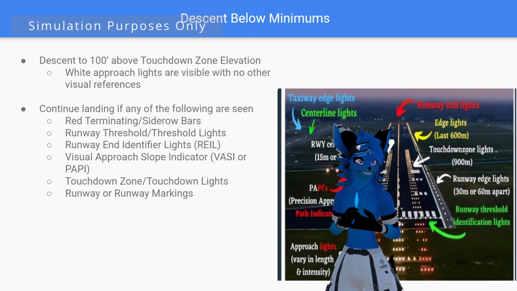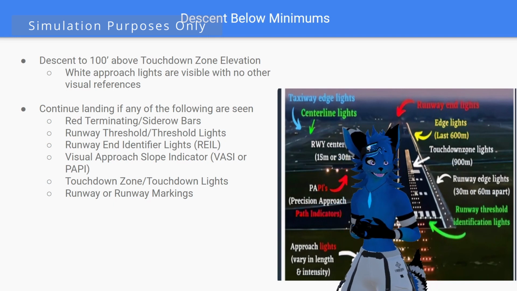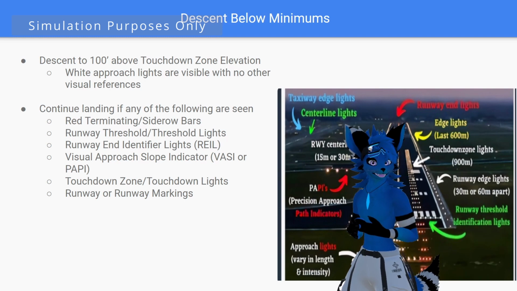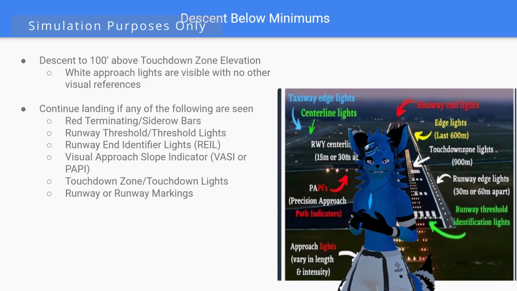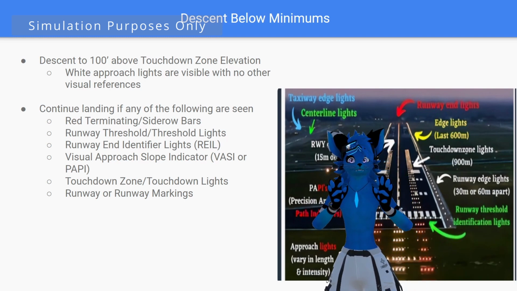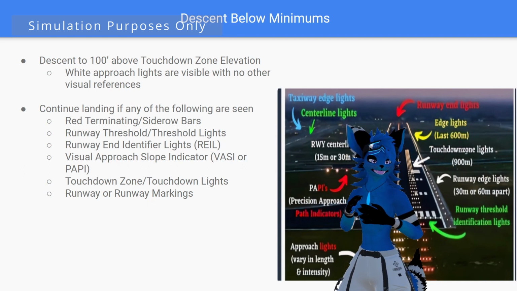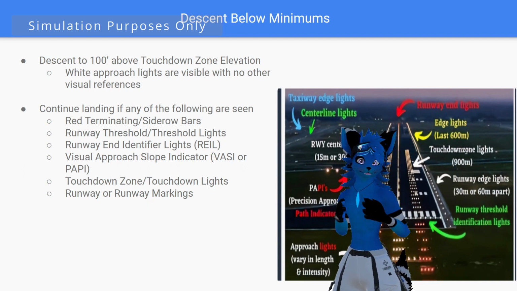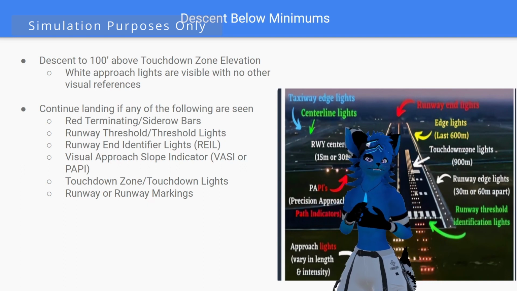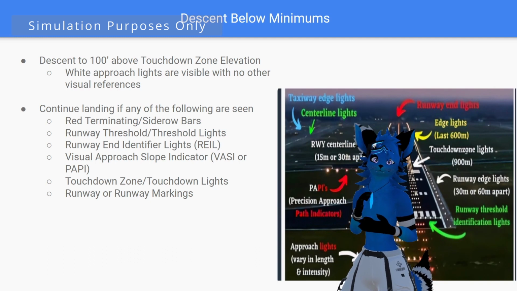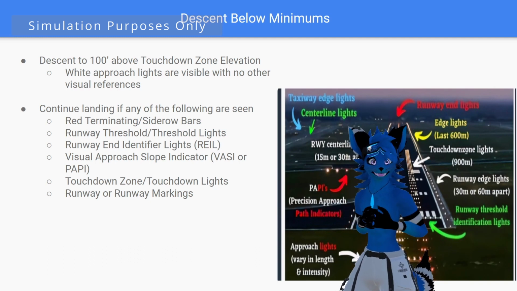So you have the red terminating or side row bars on the approach lighting system, the runway threshold lights, and the runway end identifier lights, which are not to be confused with the runway end lights. The runway end identifier lights are blinking lights on the sides of the runway threshold. If you can see the visual approach slope indicator, either a VASI or a PAPI, the touchdown zone lights, or the runway itself or any of the runway markings.